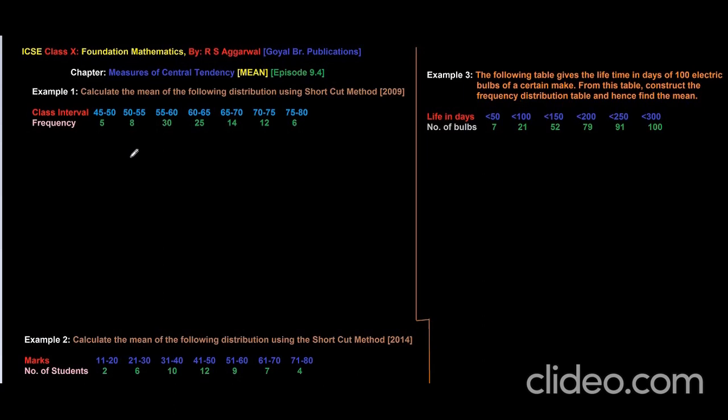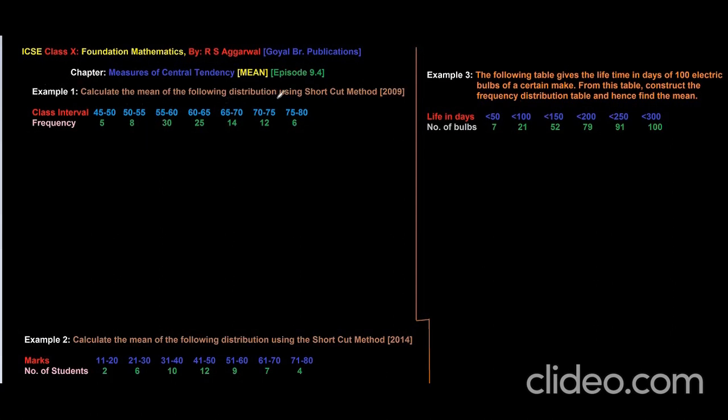We are with chapter Measures of Central Tendency and we are seeing mean. This is episode 9.4. In this episode we are going to solve sums to find out mean by shortcut method and step deviation method. So first of all, let us work it out with the shortcut method. We are going to solve one sum which was asked in 2009. So it is in the form of an example.